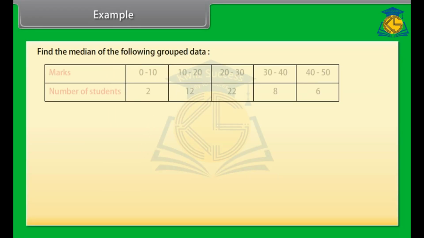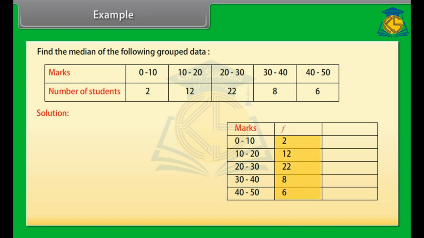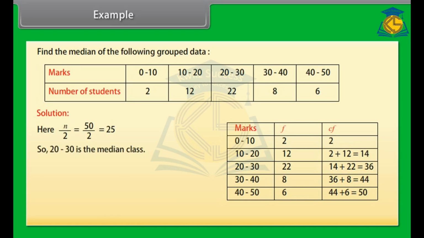Find the median of the following grouped data. Solution. In the first column, we have written the given marks. In the second column, we have written the given frequency. In the third column, we have found the cumulative frequency. After that, n by 2 equals 50 by 2, which is 25. So, 20 to 30 is the median class. Now L is 20, H is 10, CF is 14, F is 22.